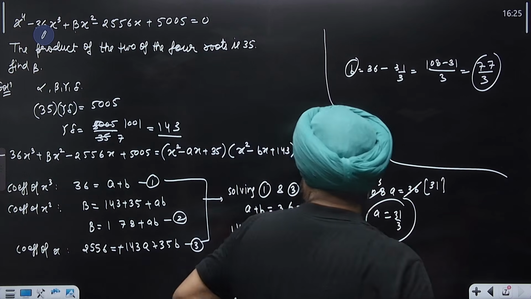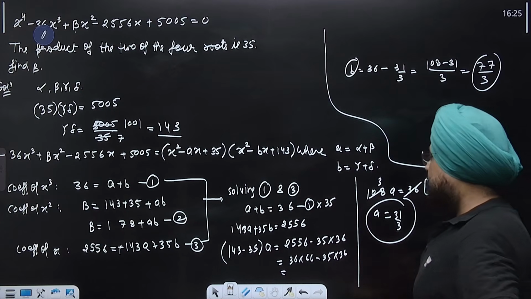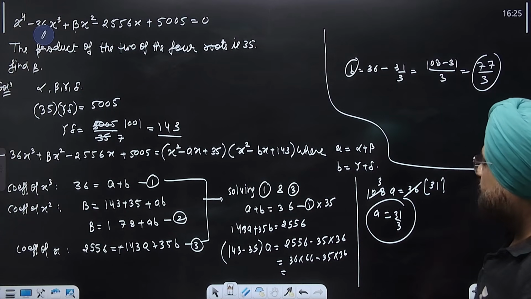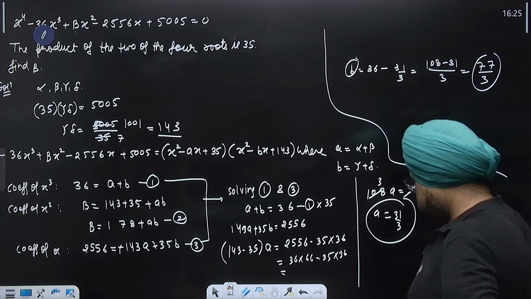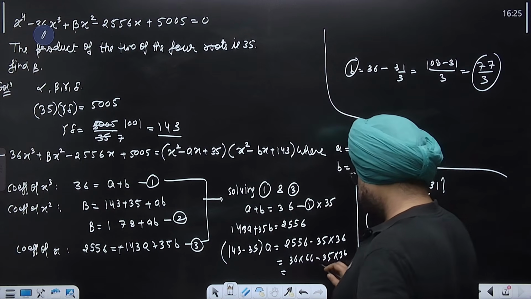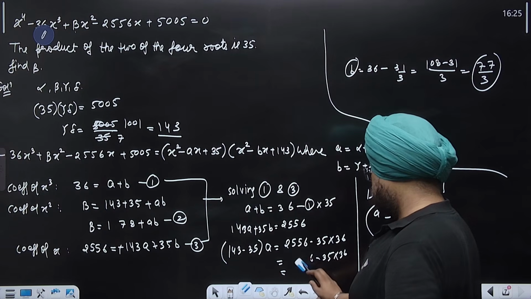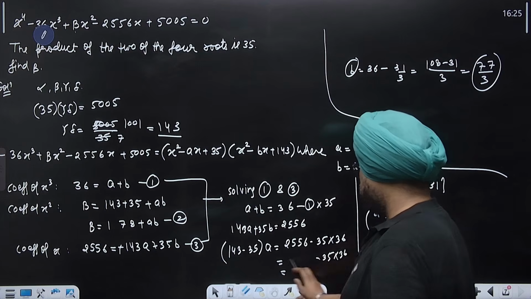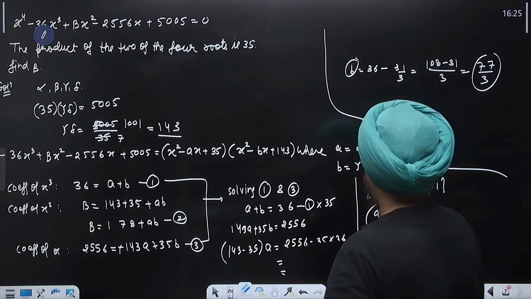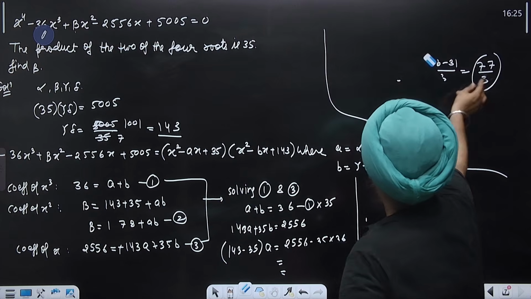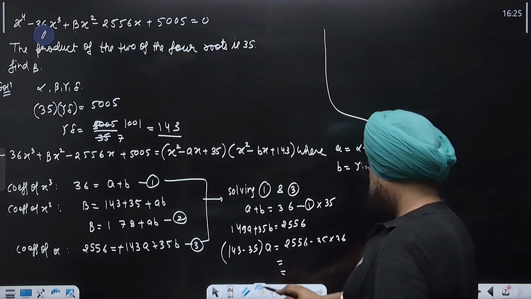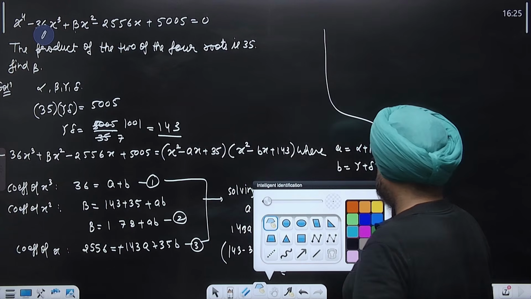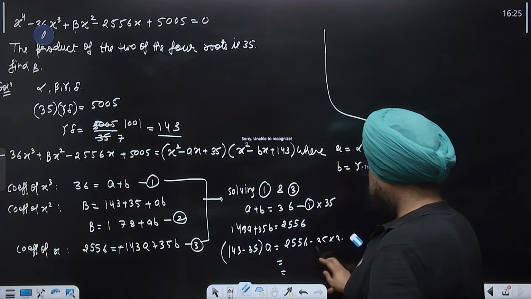These two equations are same. We have multiplied this equation by 35 and subtracted. So 2556 minus 35 into 36. The values of A and B should be integers. So only the calculation part remains.